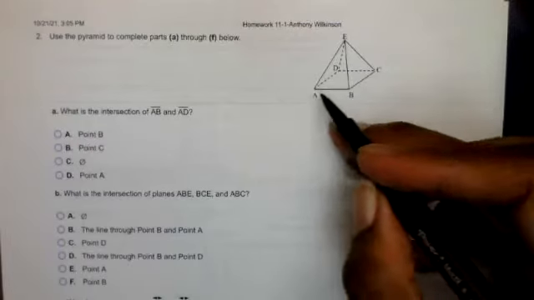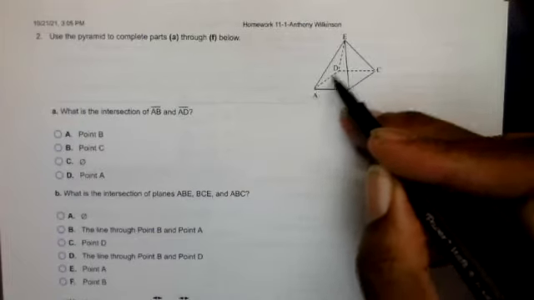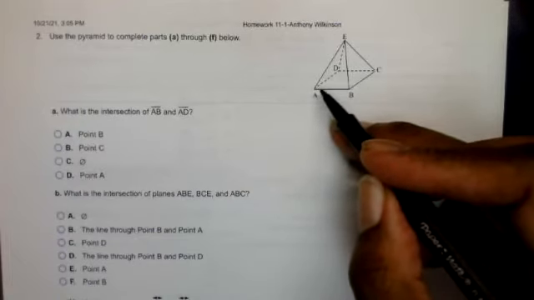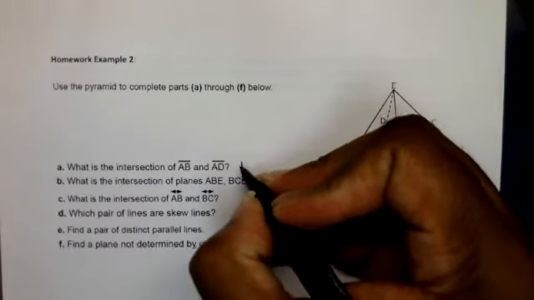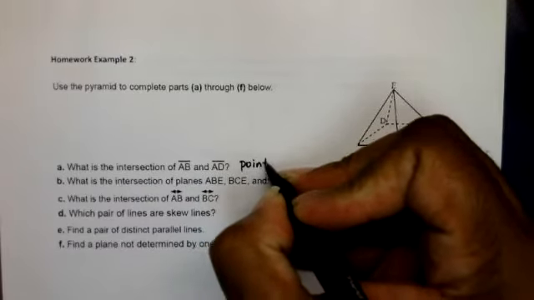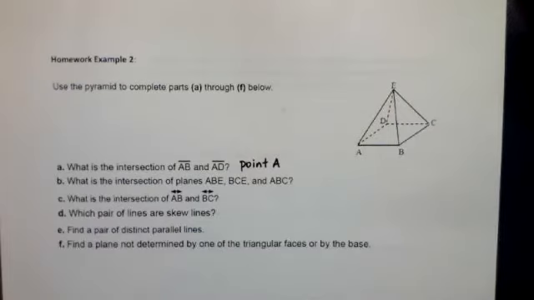Like in part A. What is the intersection of AB and AD? Line segment AB and line segment AD, that's right here. Well, in that case, that's just going to be point A. So you'll choose point A as the answer. I'm just writing in point A.